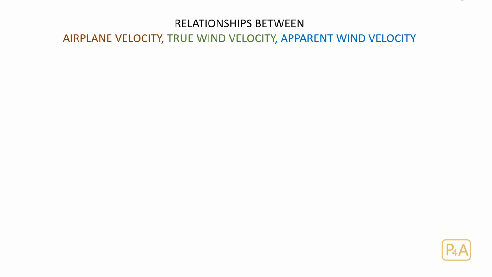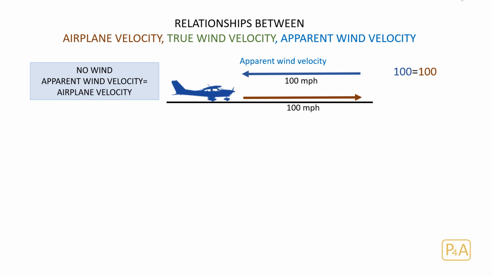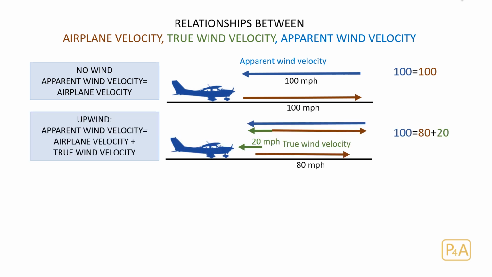Those relationships depend on the general situation. First, taking off in calm air. The airplane's velocity and the apparent wind velocity are equal in magnitude and opposite in direction. Second, taking off against a wind of 20 miles per hour. The apparent wind velocity is equal to the airplane's velocity plus the true wind velocity. 100 equals 80 plus 20.